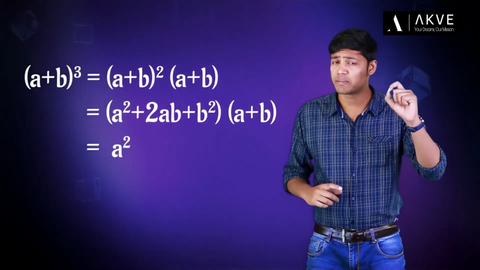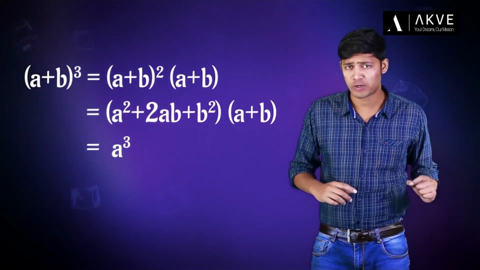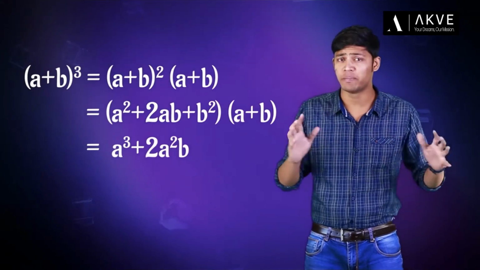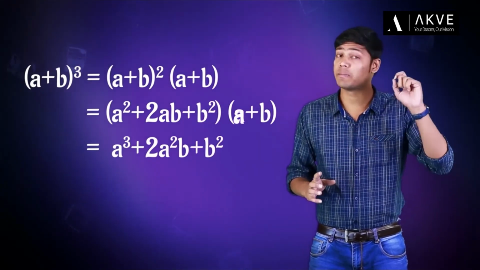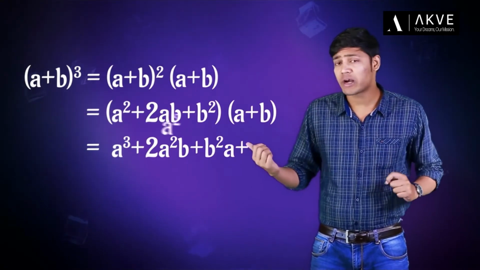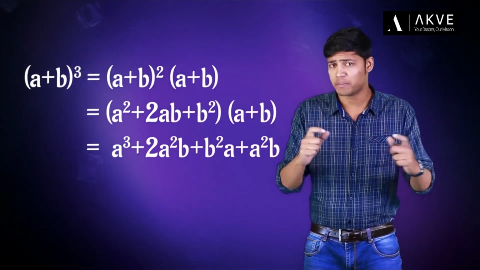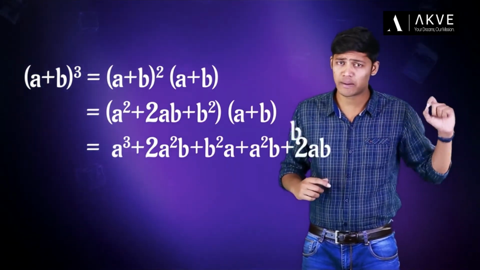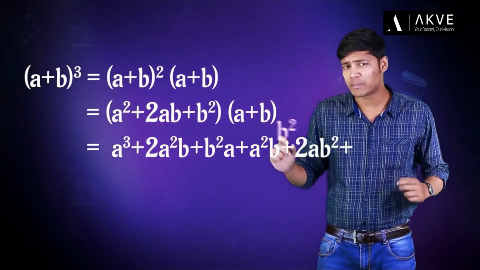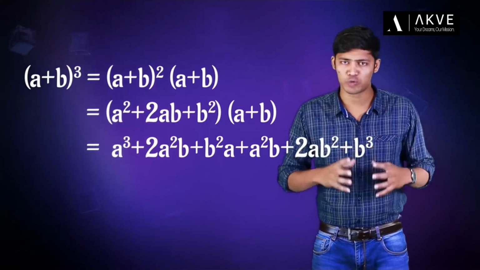A squared multiplied by a will be a cubed. 2ab multiplied by a will be 2a squared b. b squared multiplied by a will be b squared a. Now, a squared multiplied by b will be a squared b. 2ab multiplied by b will be 2ab squared. And finally, b squared multiplied by b will be b cubed.